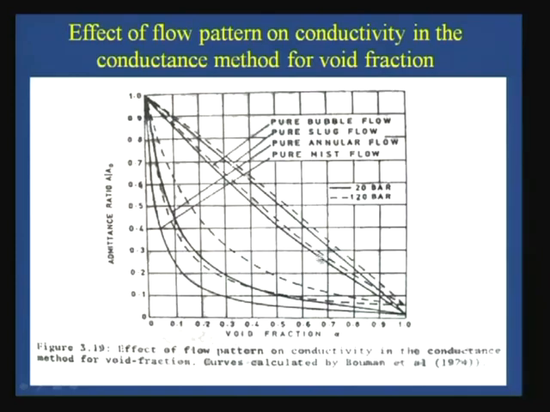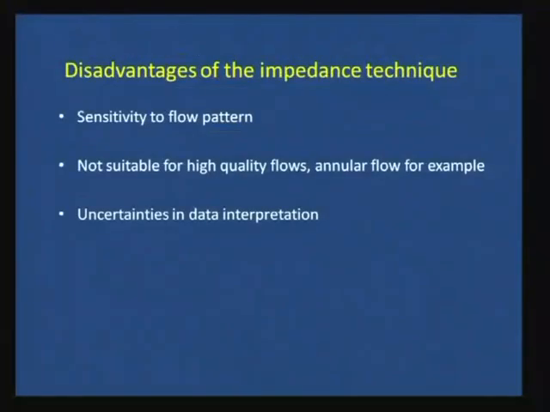So, therefore, if we have to know really what is the void fraction within this particular wide range, then we have to know the distribution of the voids or the flow pattern. Without a priori knowledge of the flow pattern, it is not possible to find out the quantitative value of void fraction very accurately by using the impedance technique. This particular part we have to remember.